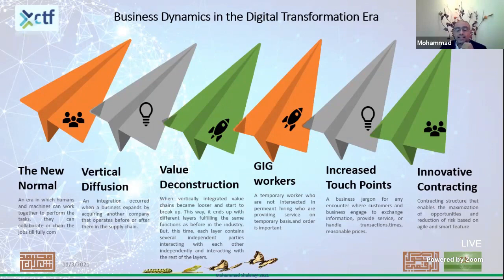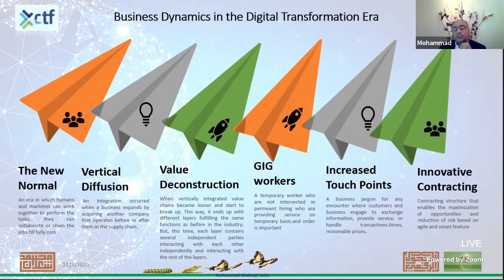Also, there are increased touch points, because you have a lot of vendors, a lot of contractors, a lot of staff, a lot of technologies. So all of these are creating touch points and different timings of the project life cycle. So you need to be very careful about it.